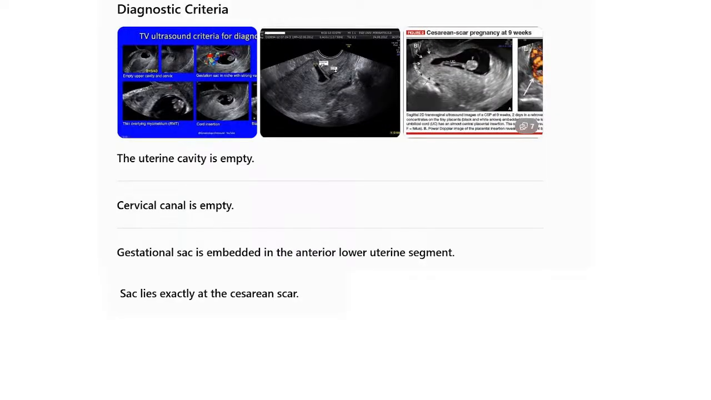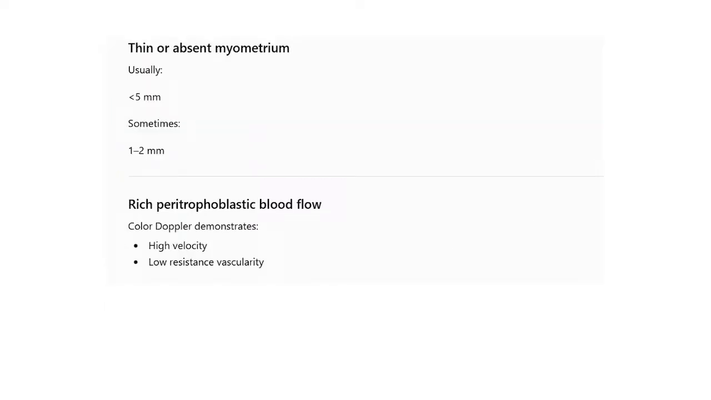So now the diagnostic criteria. The uterine cavity is empty, the cervical canal is empty, the gestational sac is embedded in the anterior lower uterine segment, and the sac lies exactly in the cesarean scar. Thin or absent myometrium, usually less than 5 millimeters, sometimes 1 to 2 millimeters. Rich peritrophoblastic blood flow. Color Doppler demonstrates high velocity, low resistance vascularity.